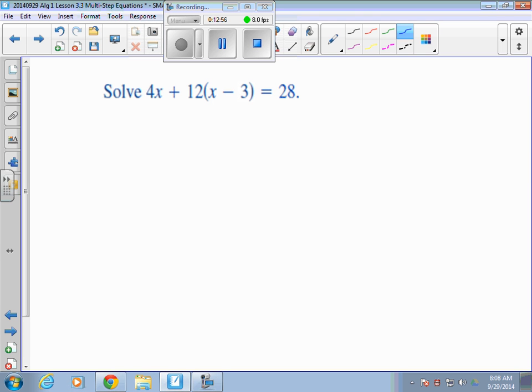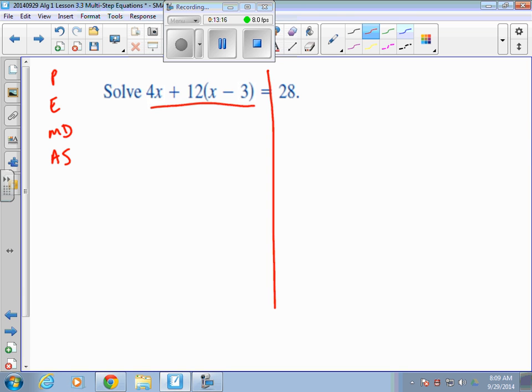Okay, let's take a look at this one. 4x plus 12 times x minus 3 is equal to 28. You want to simplify this whole left side before you bring anything across that equal sign right there. So we have 4x plus 12 times x minus 3. You work your normal order of operations just like this. Anytime you're simplifying something, that's what you do.